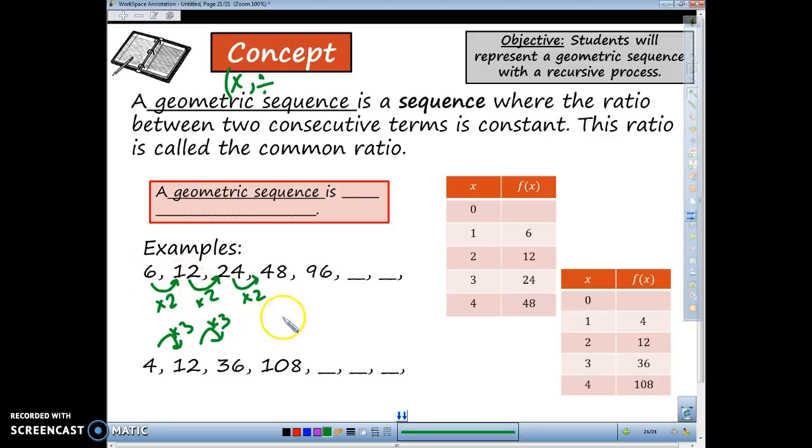Now, how you find R is you take one term, f of x, and you divide it by the previous term, f of x minus 1. So here, for example, I would have 12, and I divide by 6. Well, 12 divided by 6 is 2. So that's the R value, the ratio.